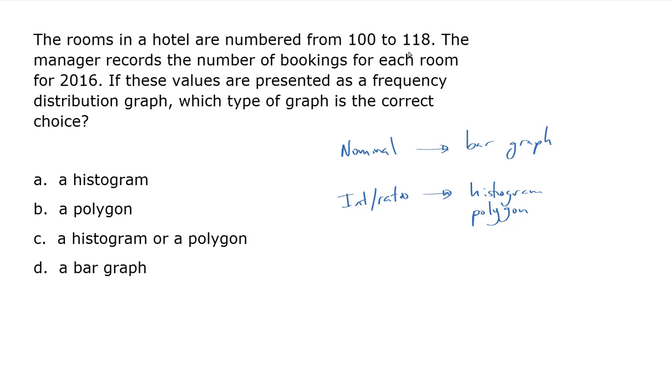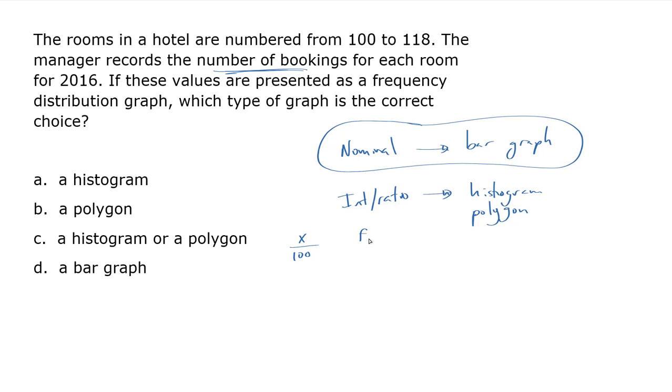So what is the data here? Well, you might think that because he's recording numbers, the number of bookings, that this is counted data, so this is like interval or ratio. But in fact, we are looking in this specific question at nominal data. Think about what our categories are. The categories are the room numbers.